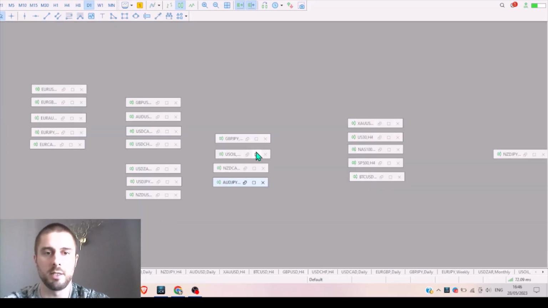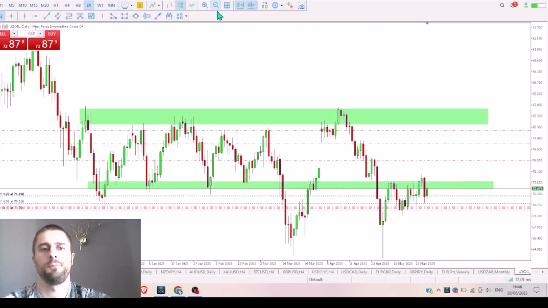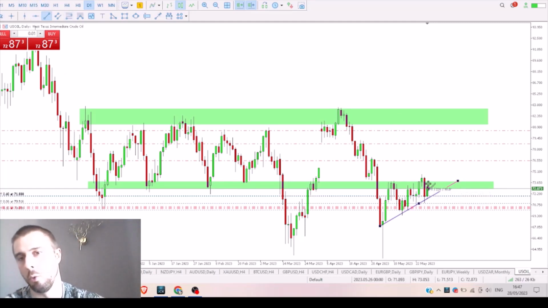Our chart is US oil, so I have a bunch of small positions here on US oil, the crude oil. So actually I expected us to continue bullish, break this resistance, but we have had a very bearish Thursday, and we're currently recovering. So I expect, since we have this bullish trend, to continue with our goals.